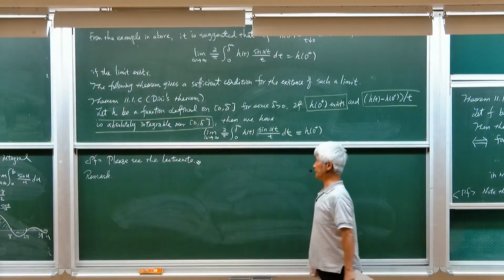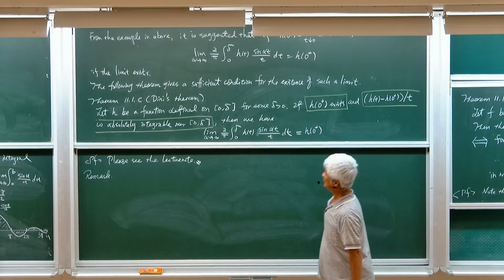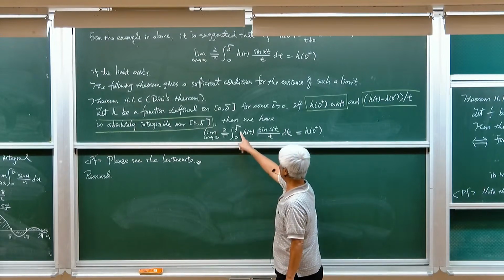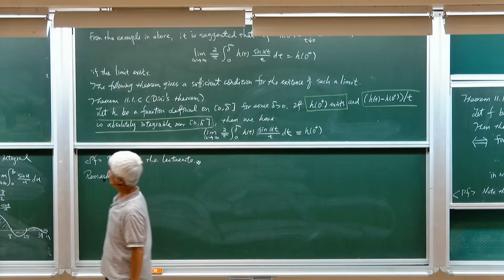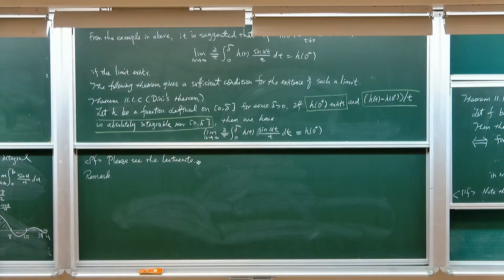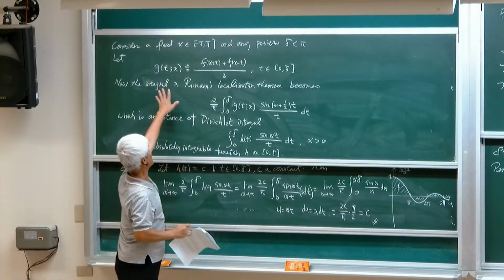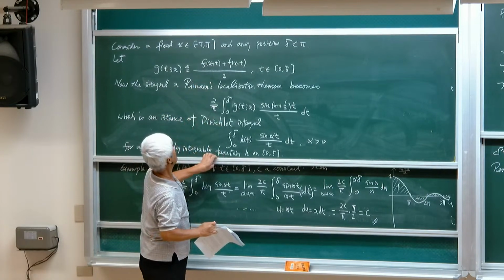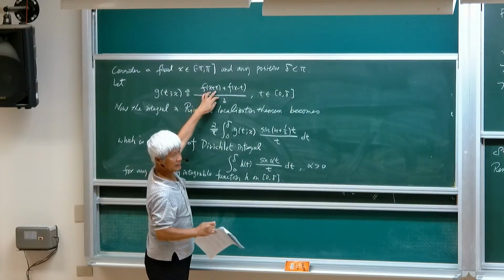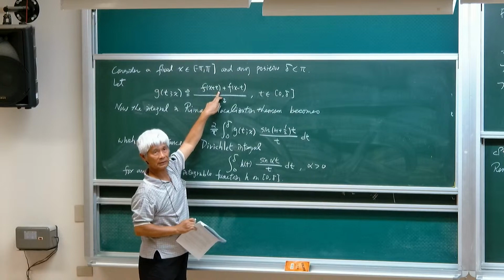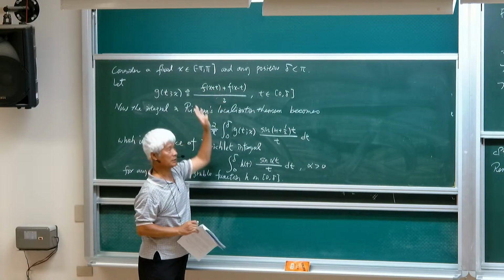Specific for our application, because now we have a specific h of t. What is h of t? h of t is actually g of t with x as parameter. So we are considering this function of t.